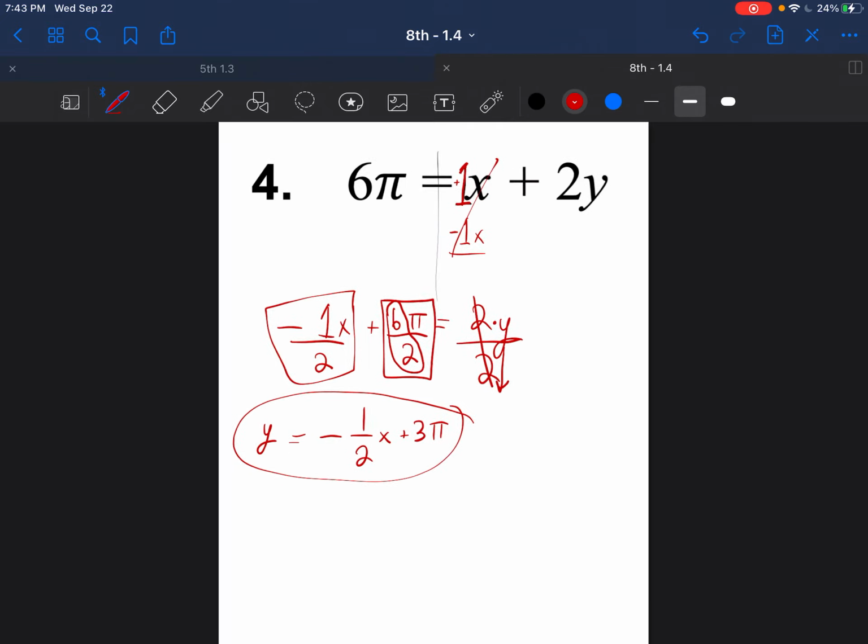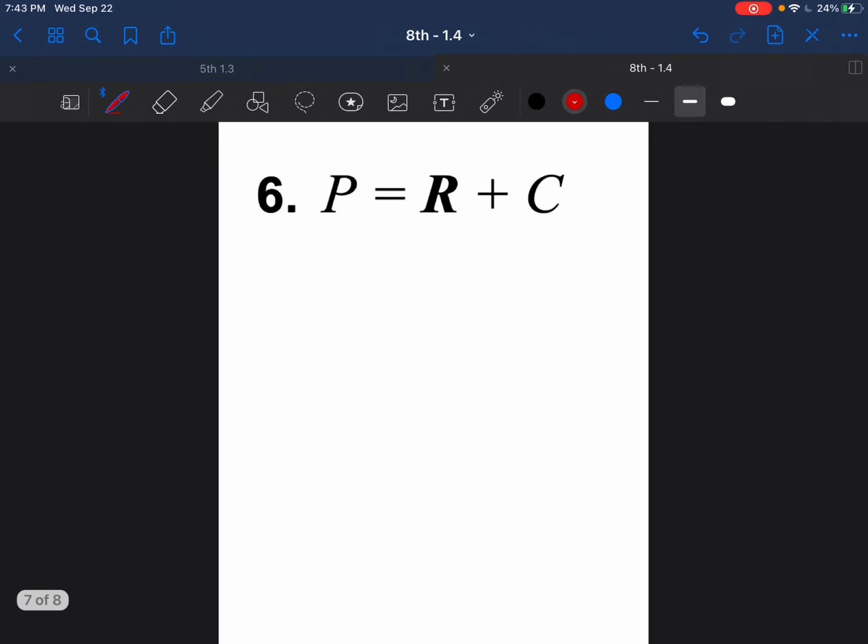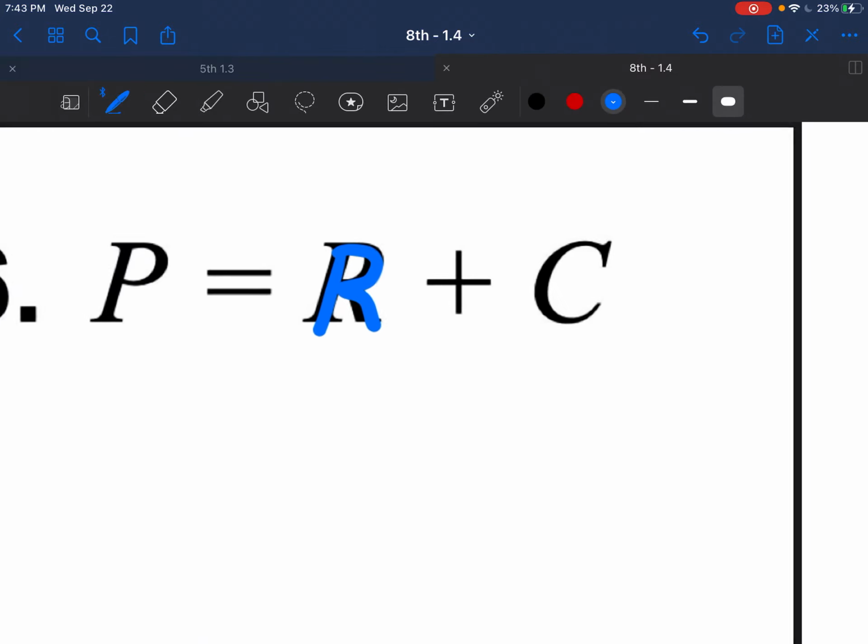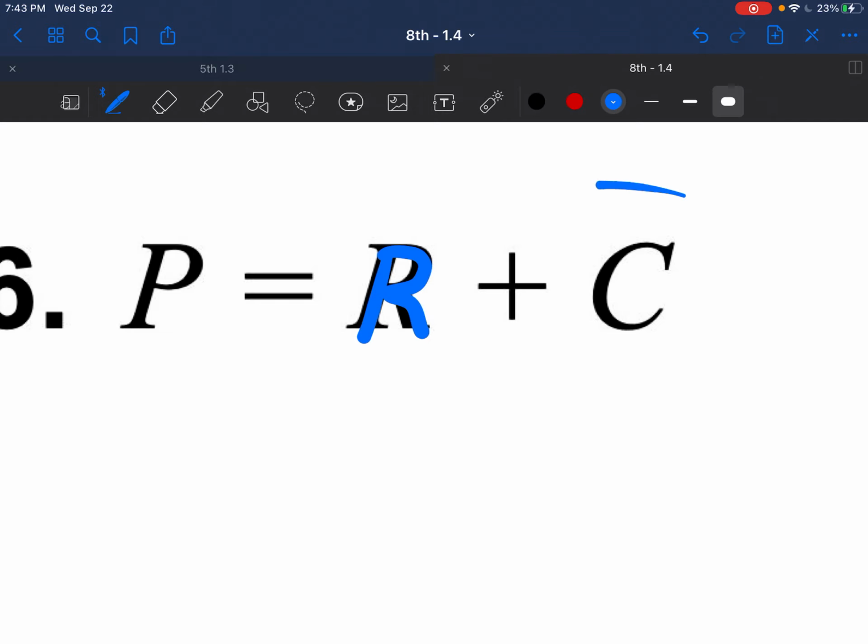Let's try another one. Alright, so this time it says we want to isolate just the letter r. It's in bolded letters. If you can't tell, I'm just going to color it in blue. That means we want to get the r by itself. We want to get an equation that looks like r equals. Okay, so how do we do that? I'm going to leave that here at the bottom. R equals. So to get that by itself, we want to get rid of this.